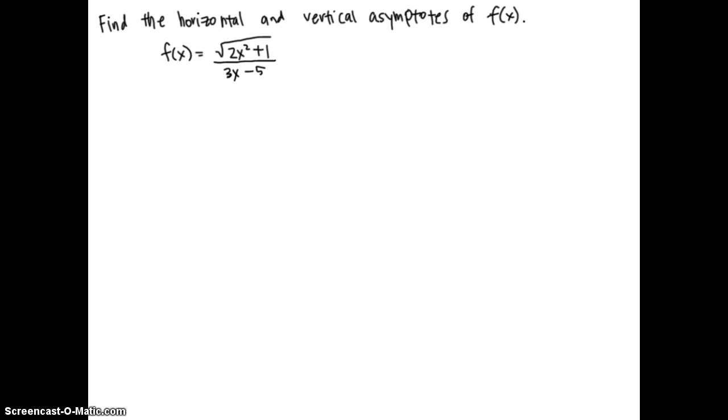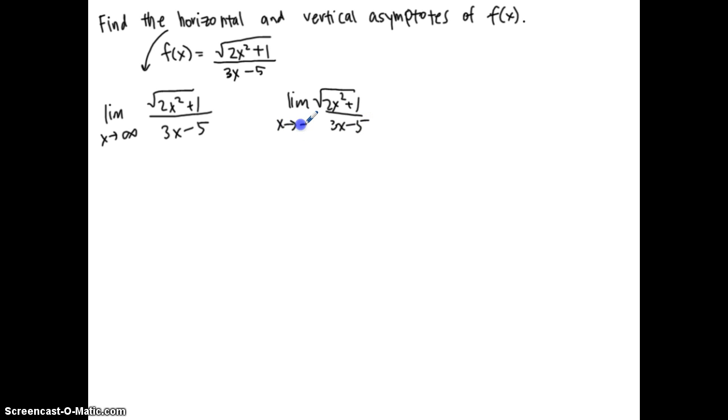So let's try this next example. We are looking for the horizontal and vertical asymptotes of f of x. Horizontal asymptotes will be defined by the limit as x approaches positive infinity of the square root of 2x squared plus 1 over 3x minus 5. We will also need to find the limit of the square root of 2x squared plus 1 over 3x minus 5 as x approaches negative infinity.